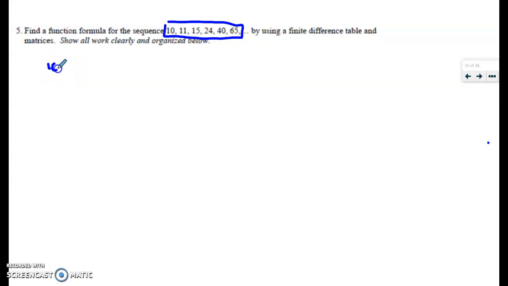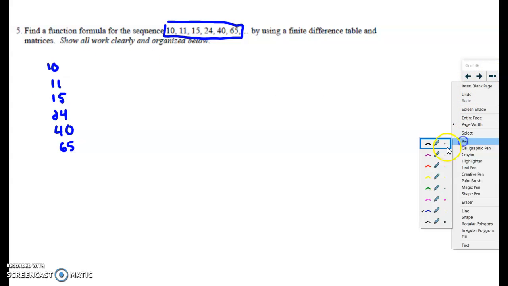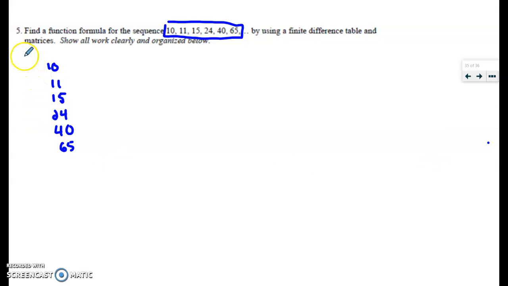we have. So we have 10, 11, 15, 24, 40, and 65. Now, what I know about each of these numbers so far is that this is going to be term number 0. This is going to be term number 1, term number 2, term number 3, term number 4, and term number 5. So the first thing we want to do is try to determine what type of polynomial this could be.